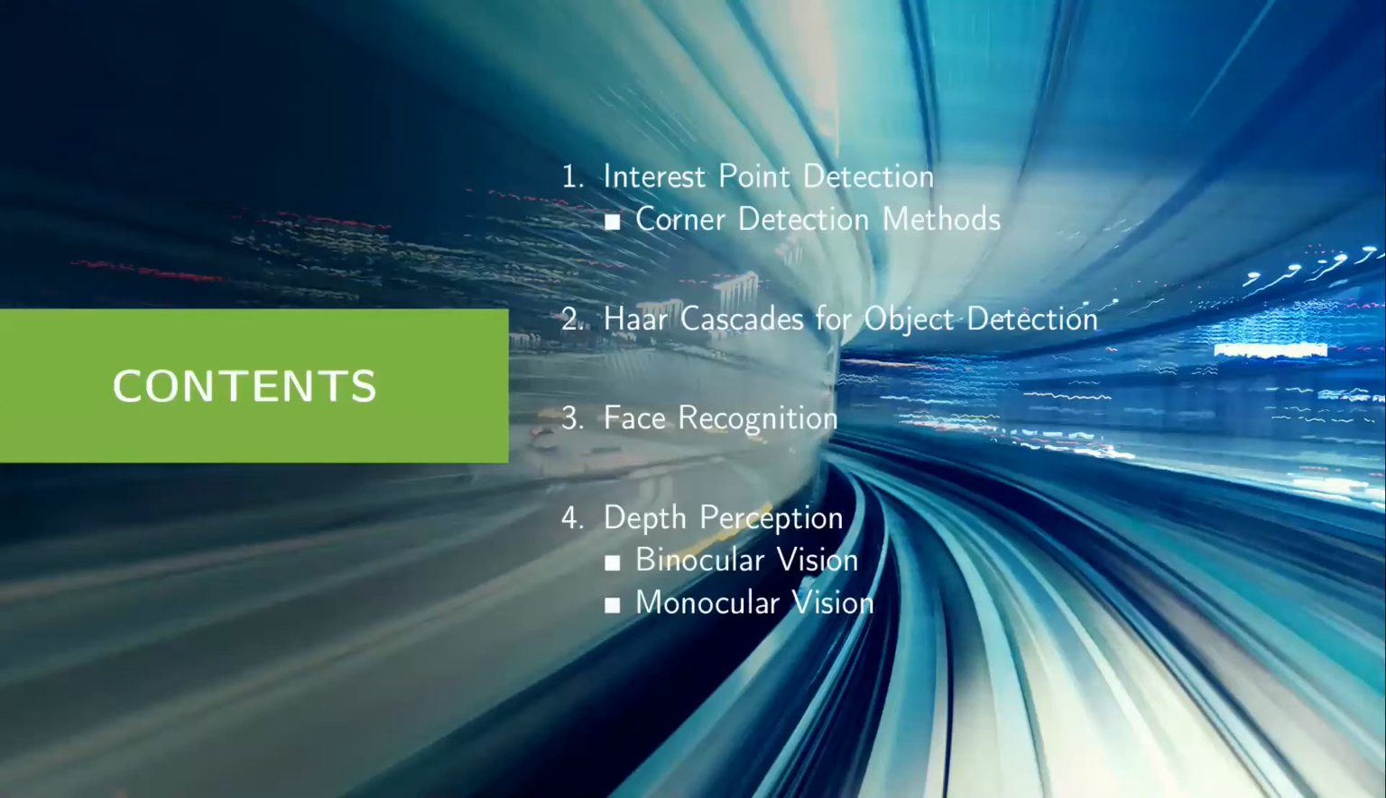So I'll be talking about some more advanced topics in computer vision. So a brief overview. I'll first discuss interest point detection, which has corner detection methods, then Haar cascades for object detection, two methods for face recognition, which can also be generalized for other problems. Then a brief motivation on depth perception.